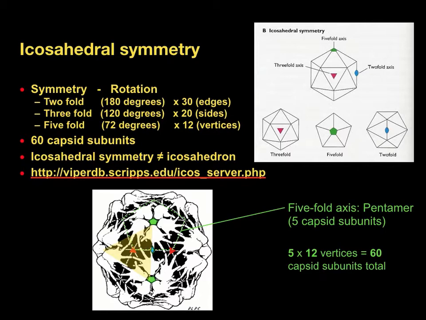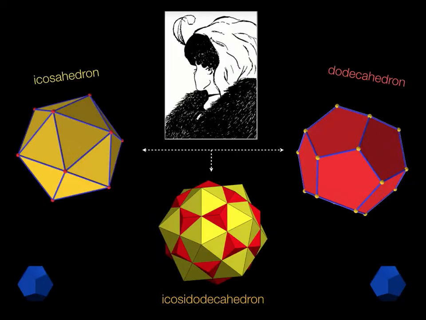Sometimes you can get confused because what you're seeing here is a pentamer, and you can be like, well, what I see there is not an icosahedron, it's a dodecahedron. So what I want to point out here is that they both have the same symmetry. A dodecahedron is basically a truncated icosahedron.